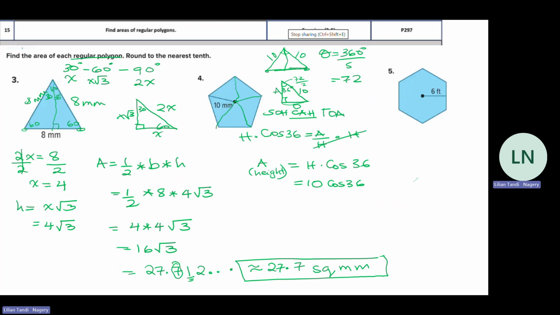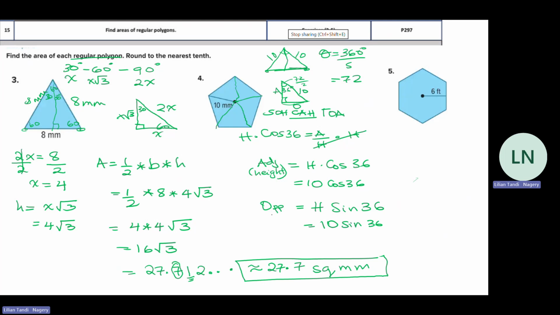Now you want to know the distance from here to here, which is your opposite. So for the opposite, you can use sine and the hypotenuse because you know that. This is adjacent, opposite will be sine, sorry. It will be hypotenuse times sine 36, which becomes 10 sine 36.